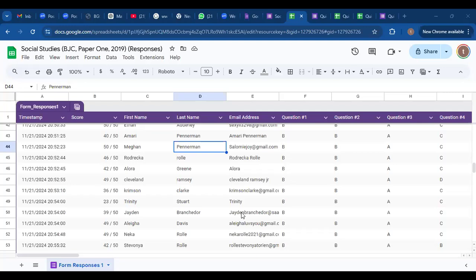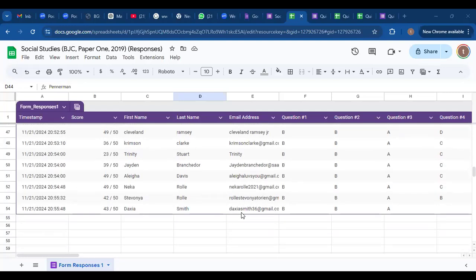Trinity Stewart. Yes, sir. Please redo the social studies quiz. Yes, sir. But I leave in Wi-Fi, so I have to wait till I get home to do it over. Okay. Daxia Smith. Where's Daxia Smith? Yes, sir. Very good. You passed. So you can move on to the RK now.